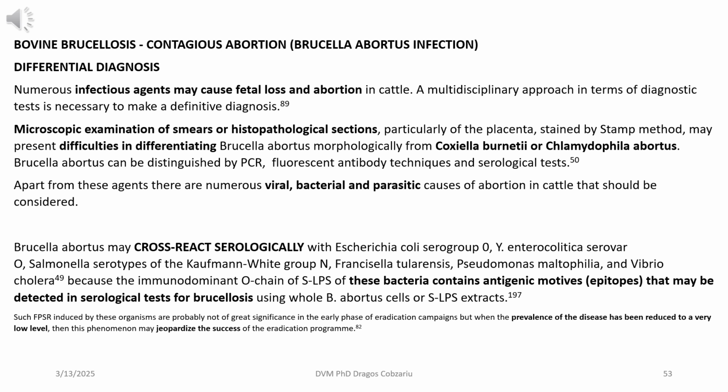Brucella abortus may cross-react serologically with Escherichia coli serogroup O157, Yersinia enterocolitica serovar O:9, Salmonella serotypes of the Kauffmann-White group N, Francisella tularensis, Pseudomonas maltophilia, and Vibrio cholerae O1, because the immunodominant O chain of the smooth lipopolysaccharides of these bacteria contains antigenic motifs, epitopes, that may be detected in serological tests for brucellosis using whole B. abortus cells or smooth lipopolysaccharide extracts.